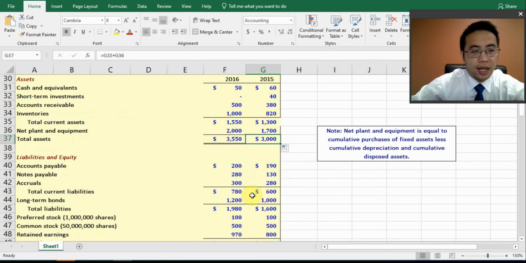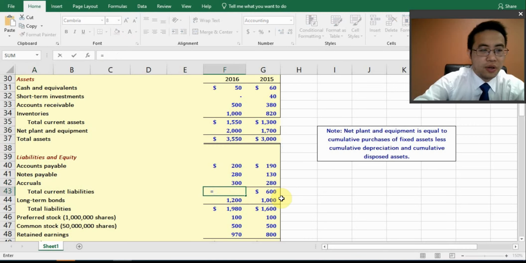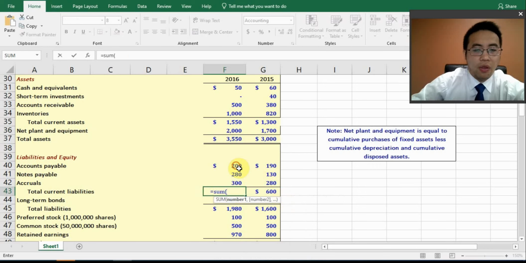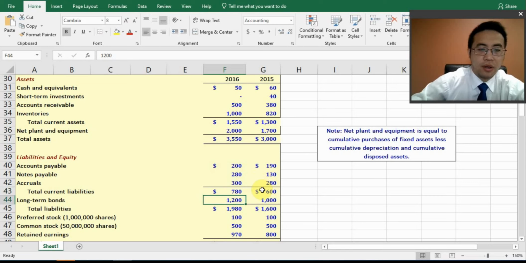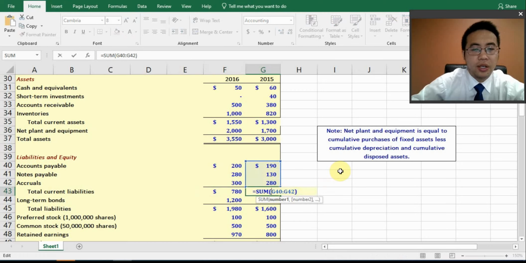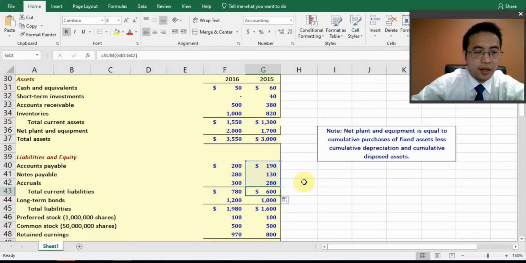And then I check my total current liabilities. That includes accounts payable, notes payable, which is a financial security, and accruals, that's about unpaid bills, rent, and wages. The total current liabilities is the summation of all these three. All right, hit enter and then drag it by one column to the right. You can see the formulas are plugged in there.